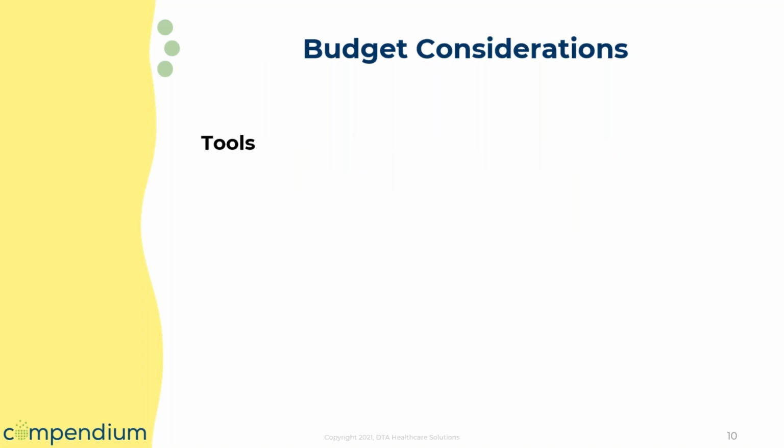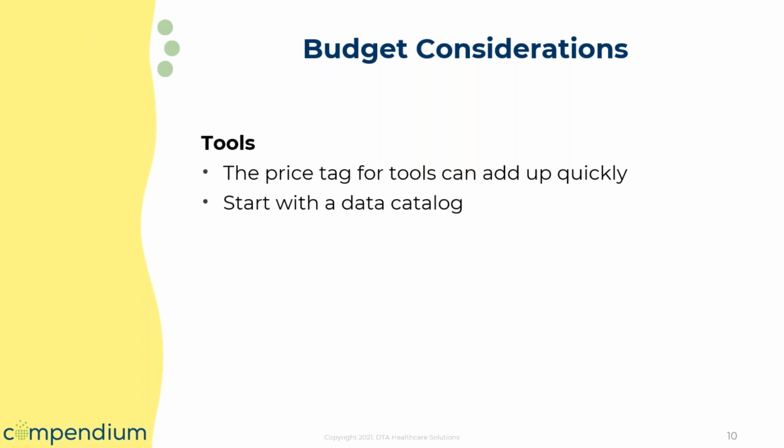All right, so now when we think about budget considerations, as you saw the tools on the diagram, the price tag does add up quickly. And most of these tools are annual subscriptions. Most of them have an implementation cost as well. So as you start to add up the data quality monitoring and the data catalog and metadata management, they do start to add up quickly.